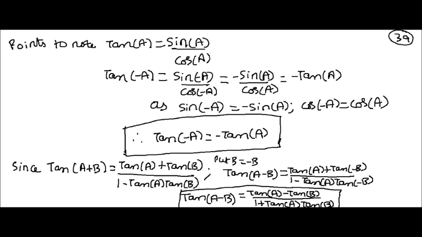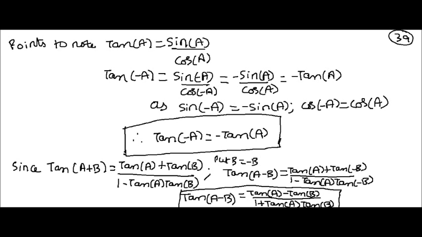Similarly, since we have tan(a − b) as tan a minus tan b by 1 plus tan a tan b, now let's solve another problem: sine of 45 by 2, which is 22.5, cos of 45 by 2, tan of 45 by 2. Since we derived sin(a − b) and cos(a − b), let's see how we can solve this.